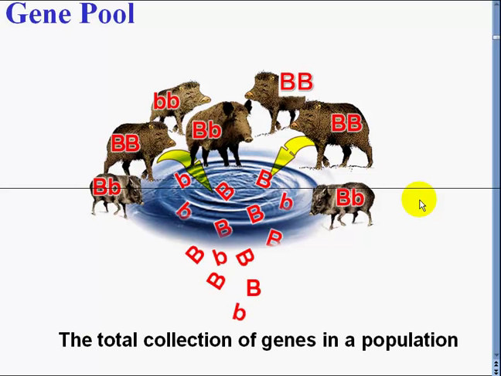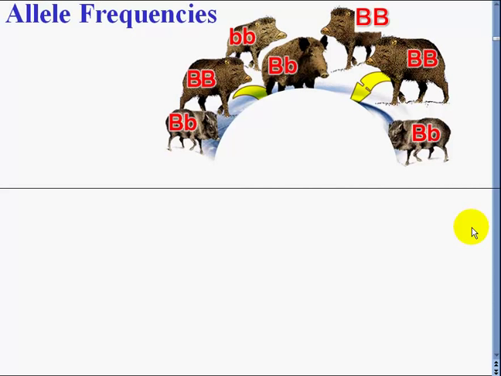Note, for the purpose of this slideshow, we're going to be dealing with traits that are very simple, traits that are caused by one gene with two different alleles. So our gene pools are going to be made up of two genes from each individual in the population. So if we know the gene pool, we can calculate allele frequencies. We can figure out what percent of the gene pool is dominant and what percent is recessive.